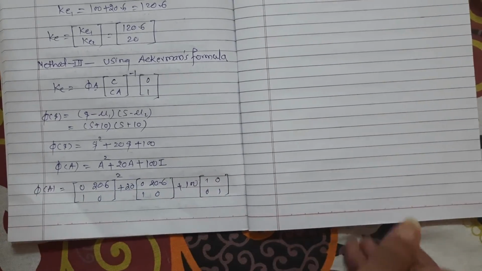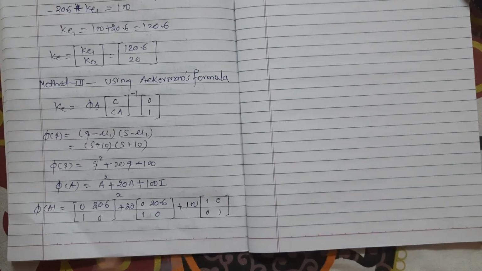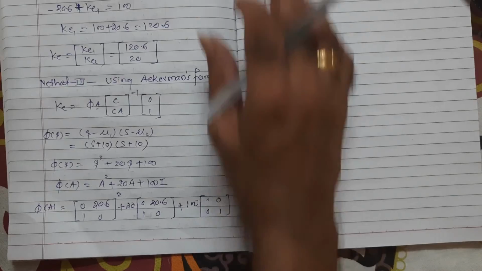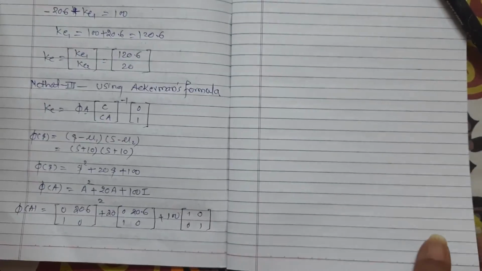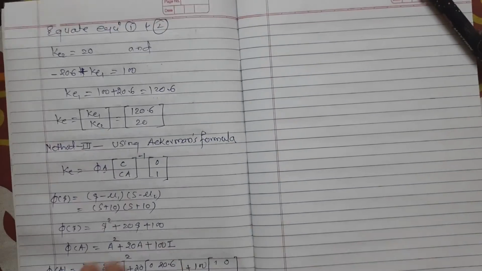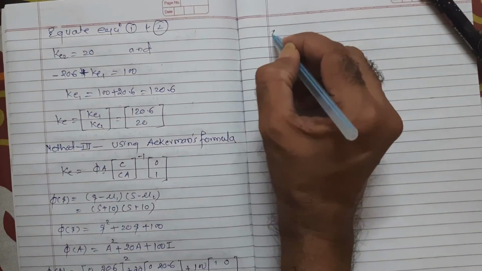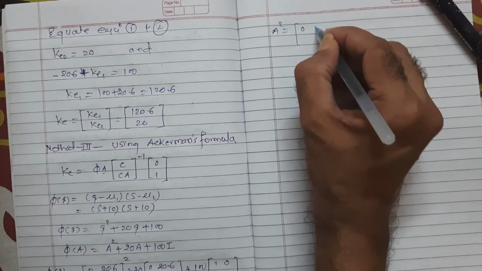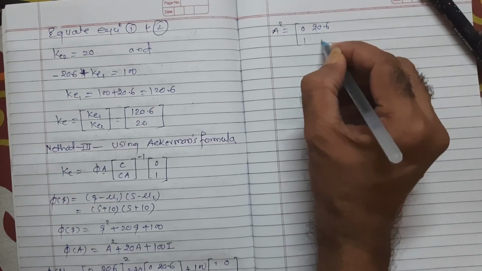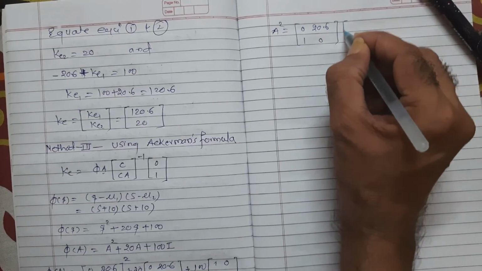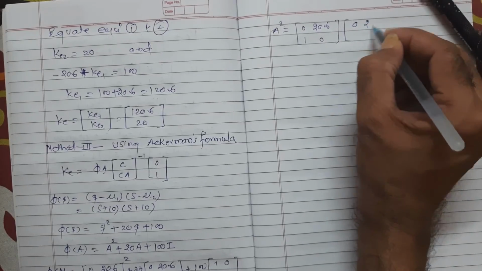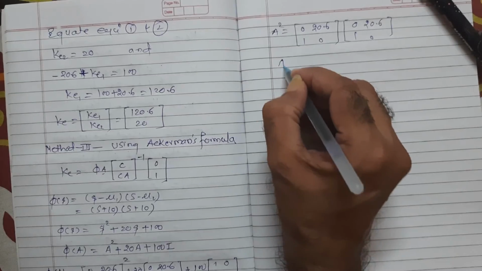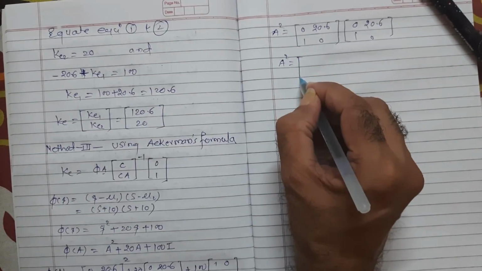So this is my equation. Now we will have this A squared, so we can calculate the A squared. A squared equals [0, 20.6; 1, 0] multiplied by [0, 20.6; 1, 0].